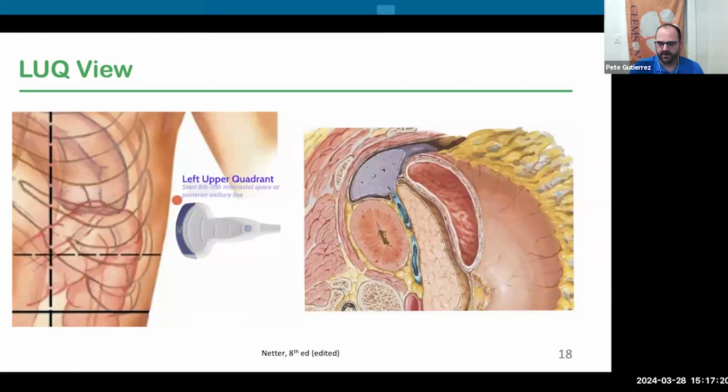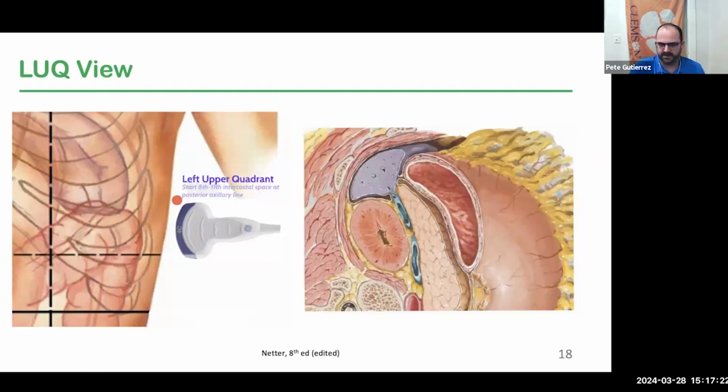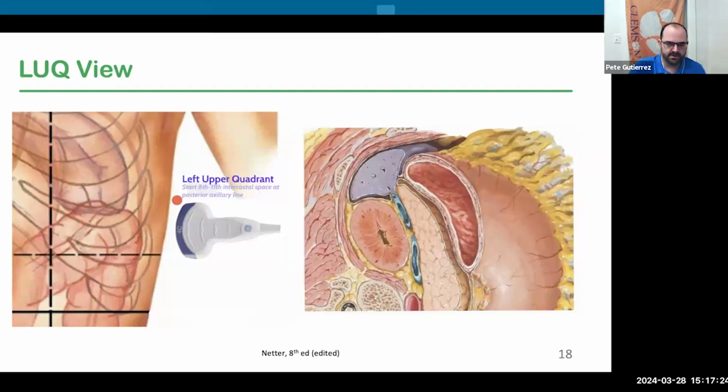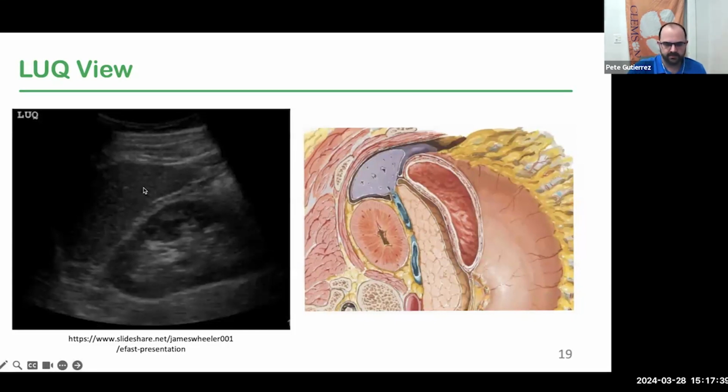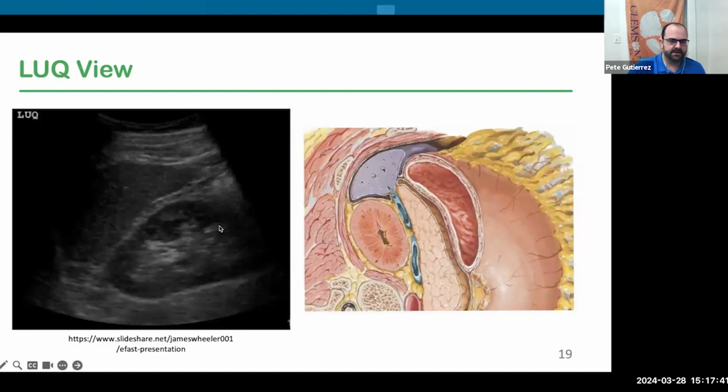The Netter image on the right isn't great. It's the best approximation I could find to the orientation of the organs that we're looking at. And then the superimposed sonoanatomy. So right here, the middle gray without as many tubes running through it as the liver, this is the spleen, and then the kidney as well.